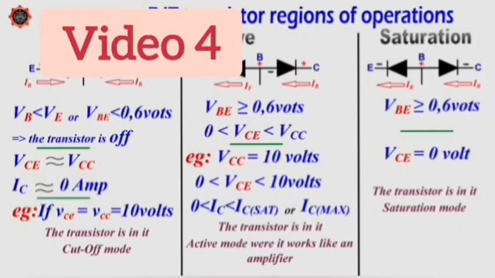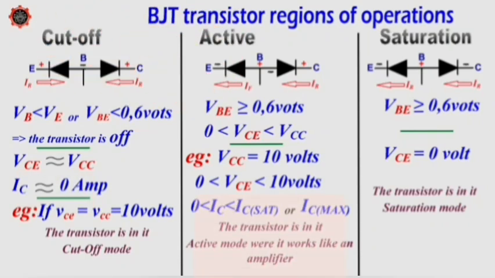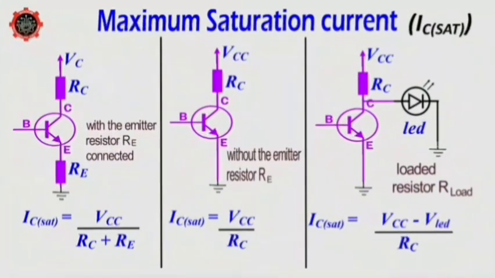within its cutoff mode. If the IC value is between 0 and its maximum value, that's the IC sat or the IC max. Now we can calculate the IC value or the saturation current by using this formula. Let's say the IC sat will be equal to the VCC divided by the collector resistor plus the emitter resistor. This formula is for when the emitter resistor is there.